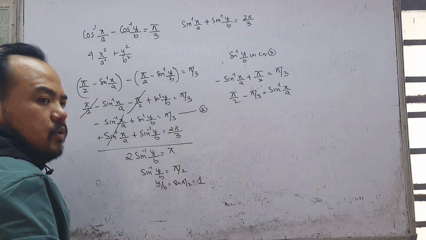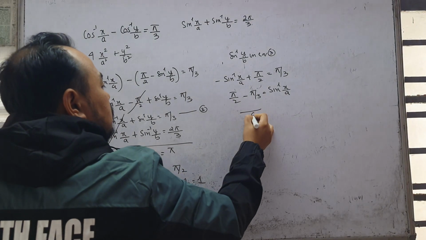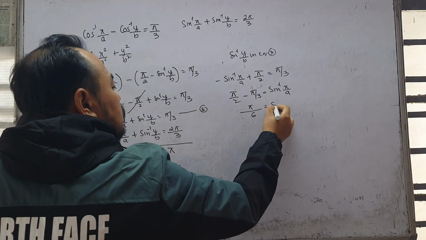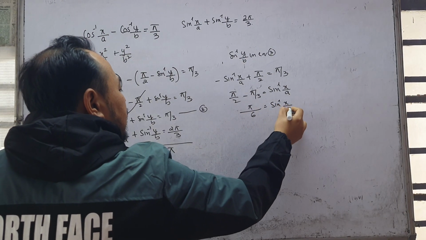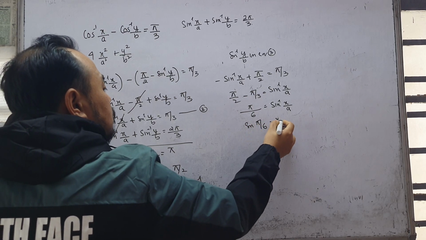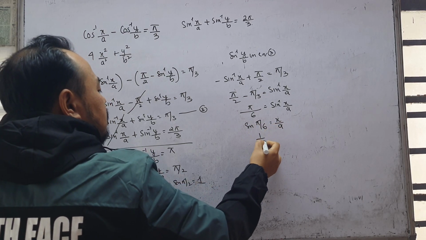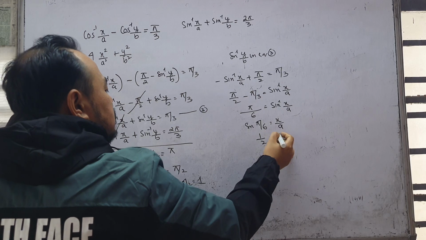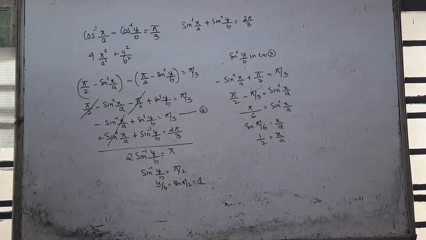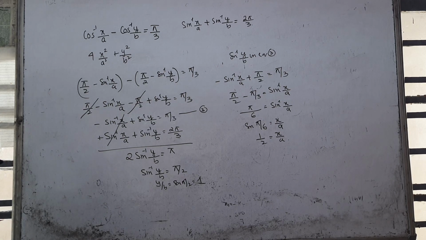Help me out, guys. What is the LCM? 6. So we have pi by 6. Is it clear? Equal to sine inverse x by a. The negative sign becomes what? Positive. Pi by 6 equal to x by a. Can you tell me what is sine 30, everyone? Sine 30? 1 by 2. You got both the values. X by a also you got. Y by b also you got.